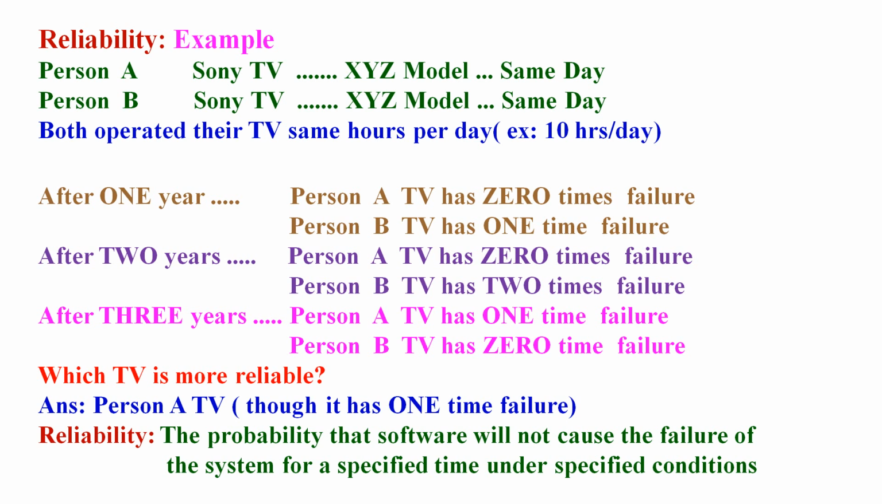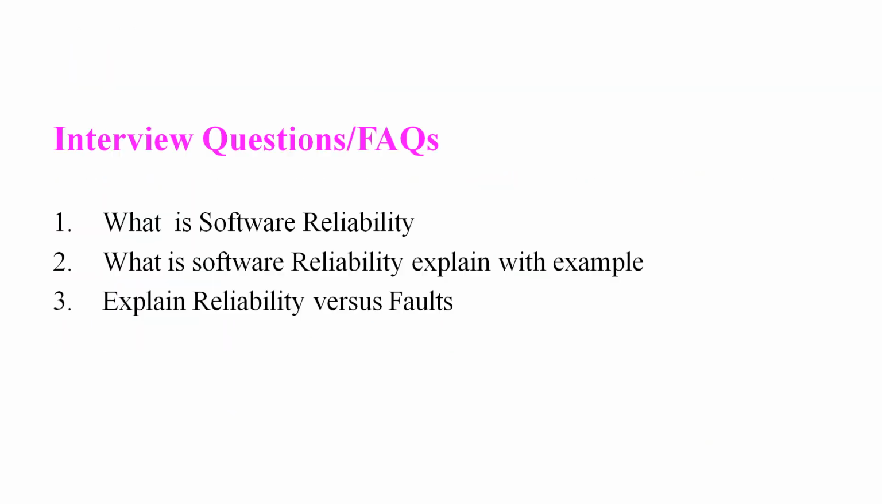This is an interview question. Explain. See, this is a question. Explain the third question. Reliability versus faults. Now see here. Fault means, what do you mean fault? It is nothing but a defect. It is nothing but a bug. It is nothing but an issue. It is nothing but an anomaly.